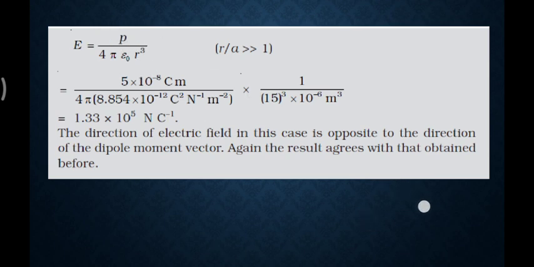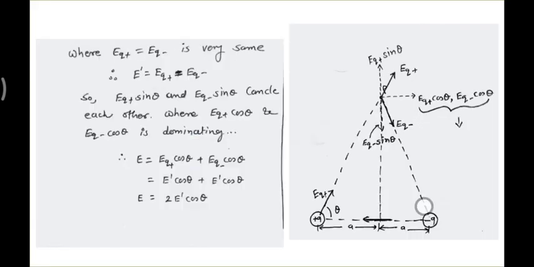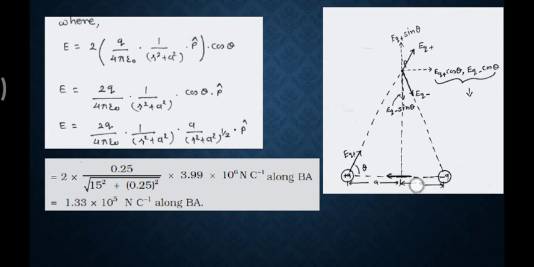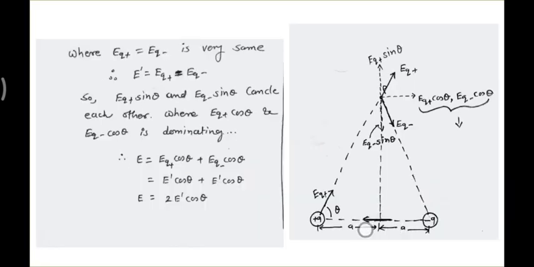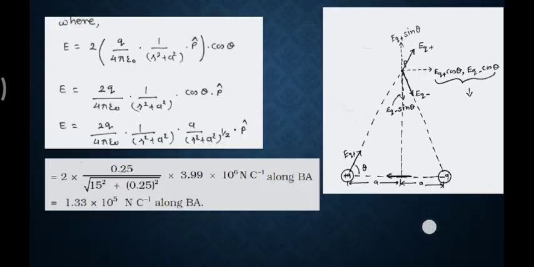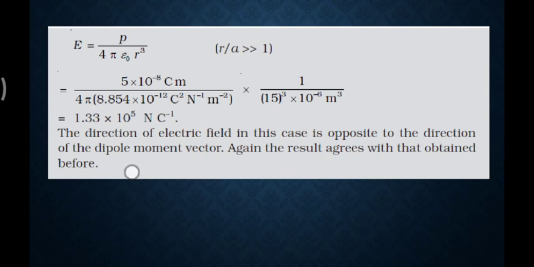So E is equal to 1.33, and the direction of the electric field is opposite to the direction of the dipole moment vector. Again, as I discussed, this is the direction of the dipole moment. Dipole moment is always towards the positive side and away from the negative side, and electric field is always out of the positive and into the negative. So dipole moment and electric field direction are always opposite, as we discussed in the earlier case. Thank you very much.